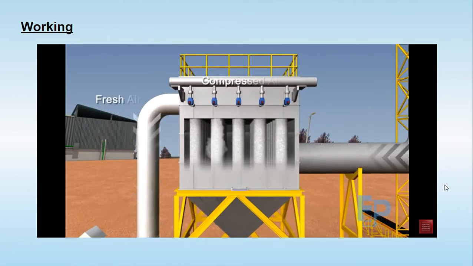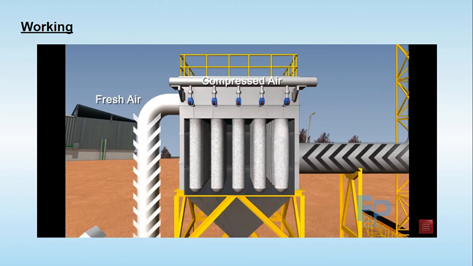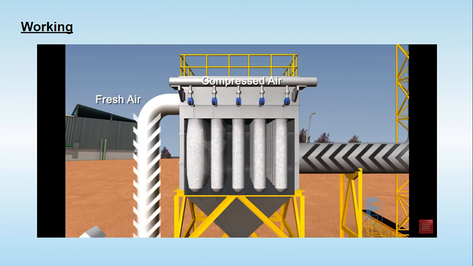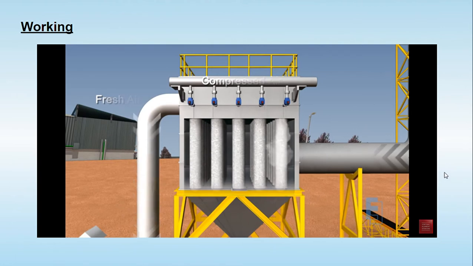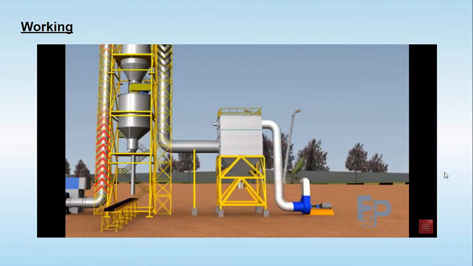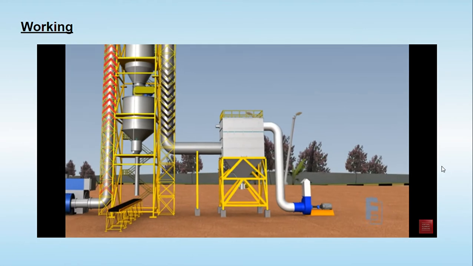The air is compressed and passed through certain filters to remove any particles of the product which are present, to prevent contamination of the environment, and it is also important for the recovery of the product.